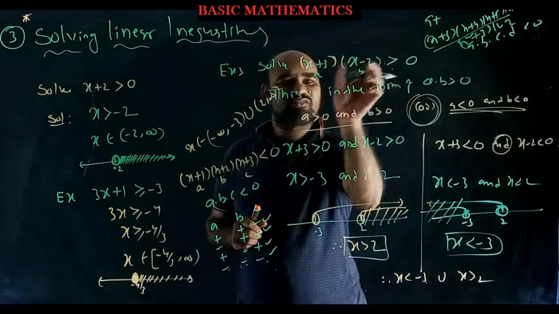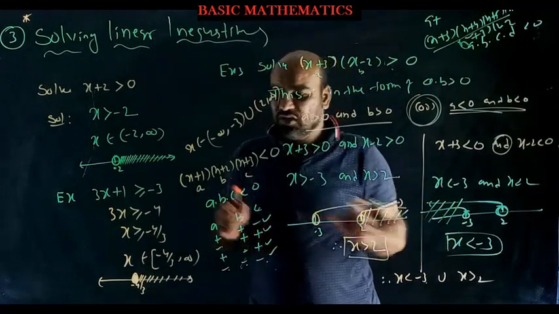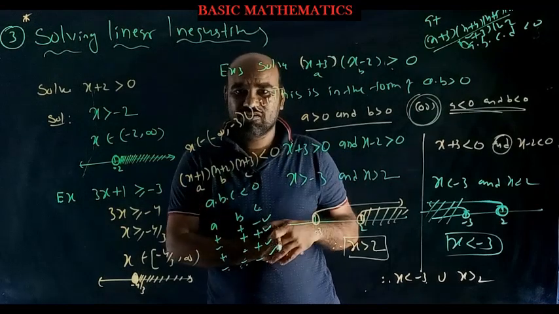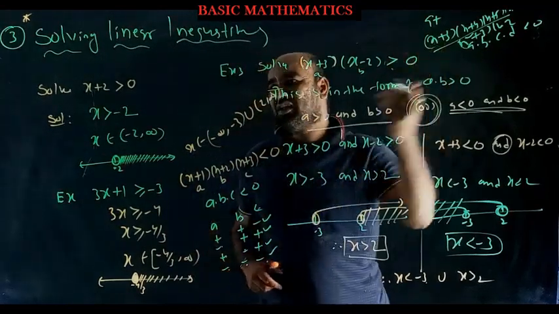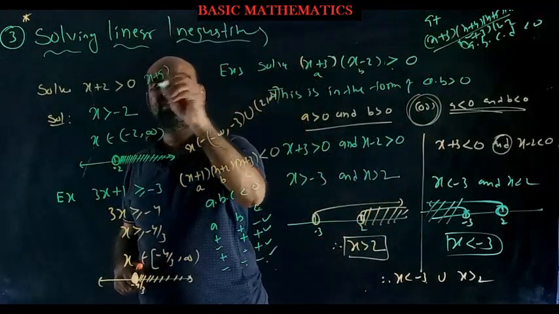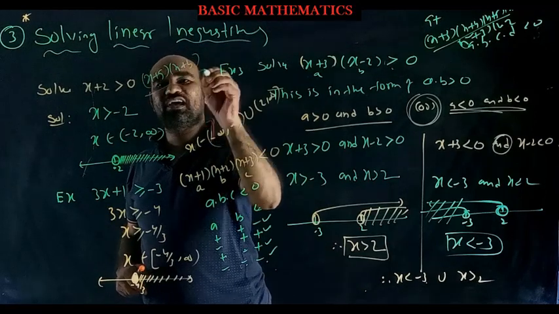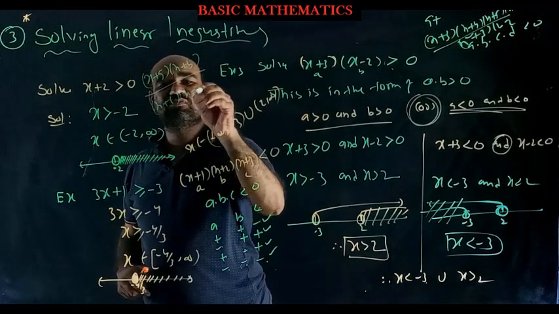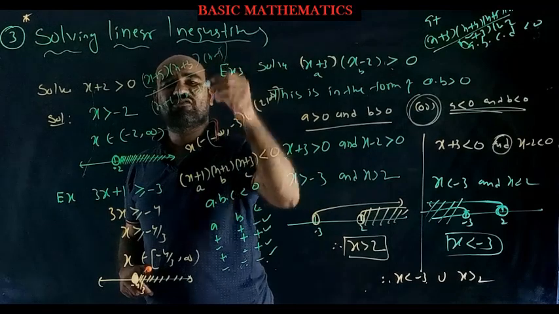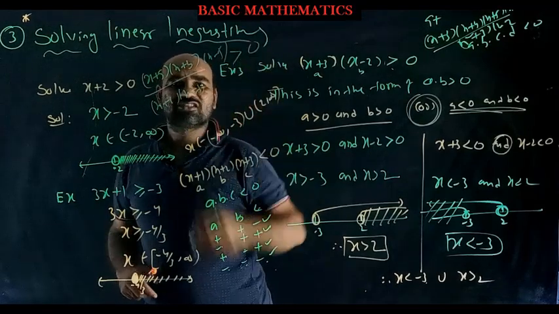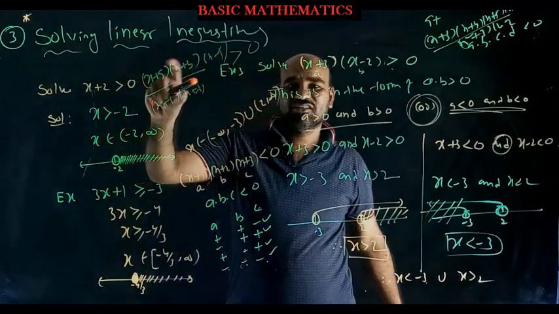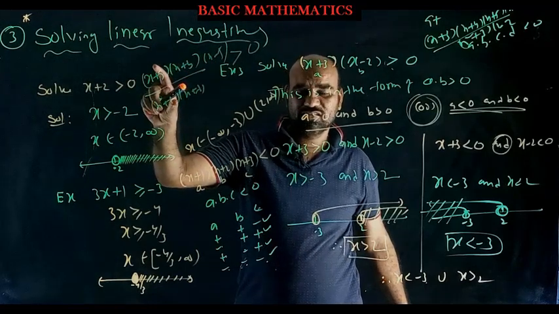Only 2 brackets, you can solve easily. 3 brackets, you can solve. But 4 brackets are given, a problem of the form (x + a)(x + b) / ((x + c)(x + d)(x - f)) less than or greater than 0. We want to solve this inequality by using this method.